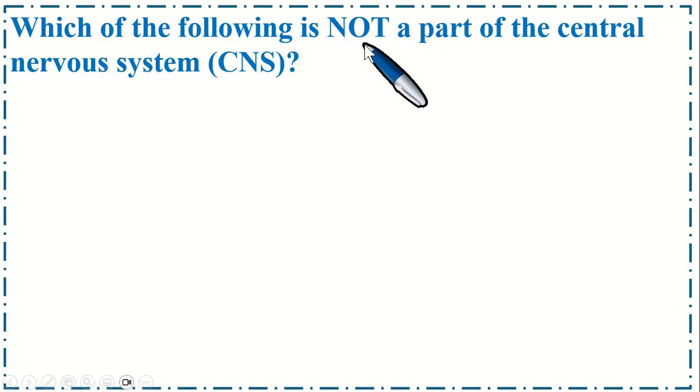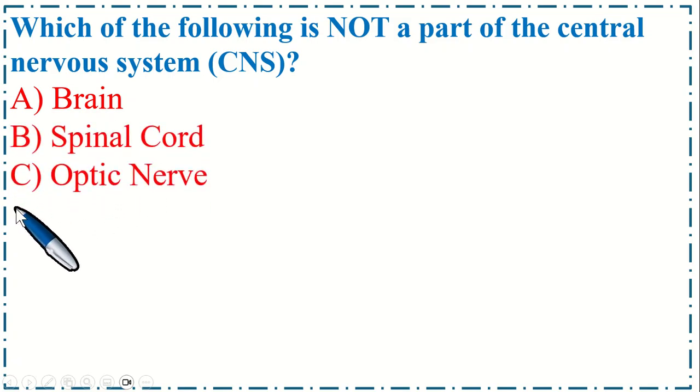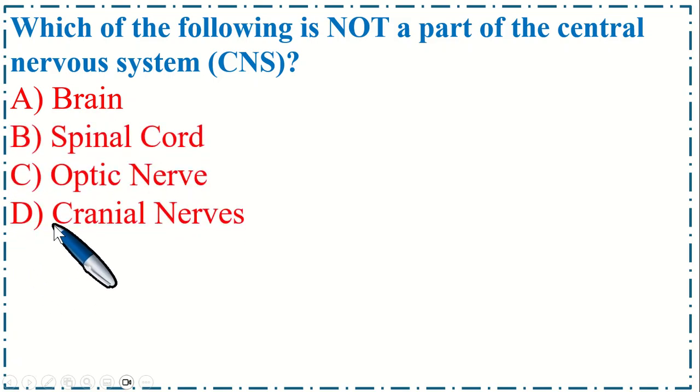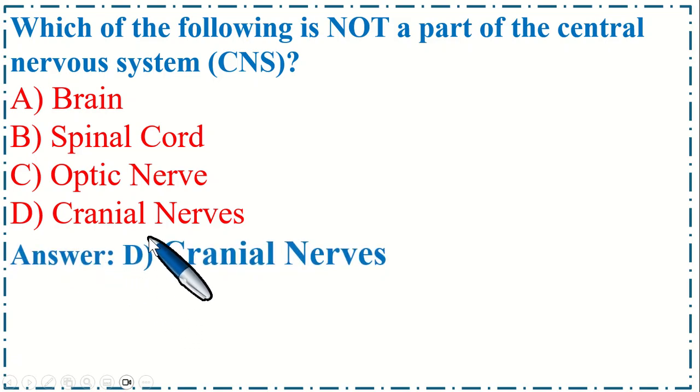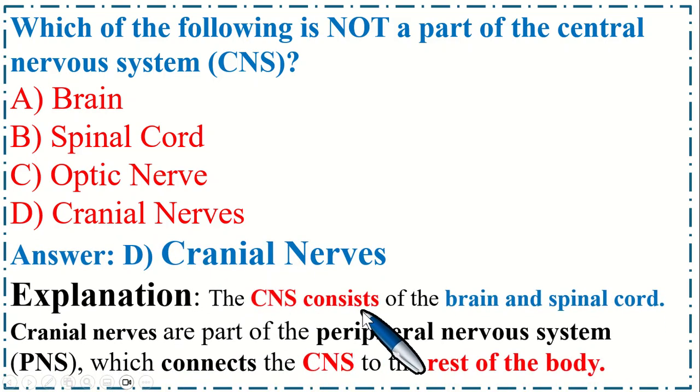Which of the following is not a part of the central nervous system, CNS? Option A, brain. B, spinal cord. C, optic nerve. And option D, cranial nerve. So the correct option is D, cranial nerves. The CNS consists of the brain and spinal cord. Cranial nerves are part of the peripheral nervous system, PNS, which connects the CNS to the rest of the body.